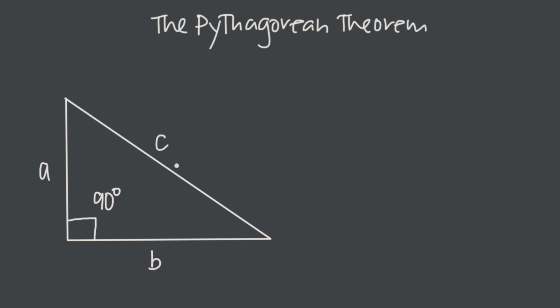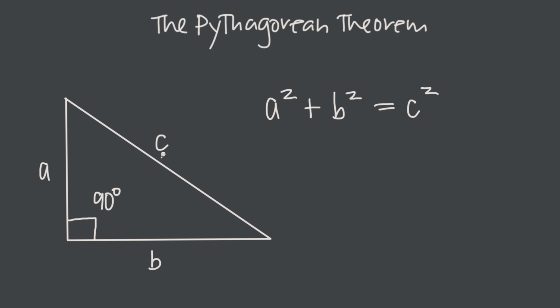So if we call the hypotenuse C, then the Pythagorean theorem says that if I take the length of side A and I square it, so I get A squared, and then I add to that B squared, so I take the length of side B and I square that, and I get B squared. When I add these two things together, that will always be equal to C squared, the length of the hypotenuse squared.